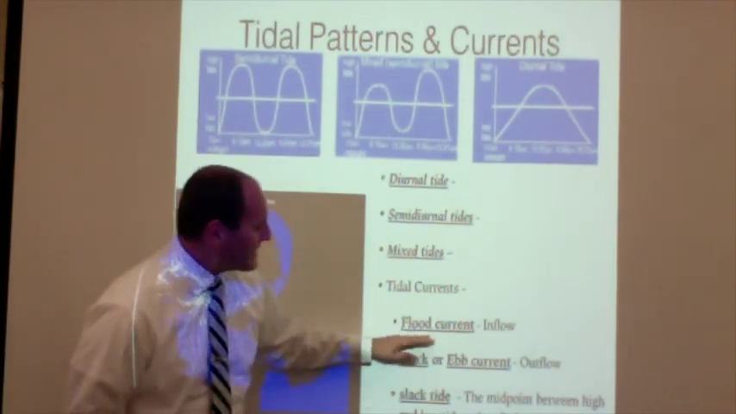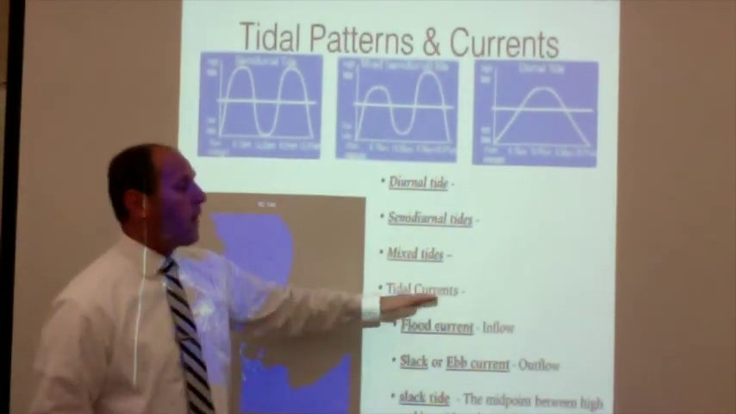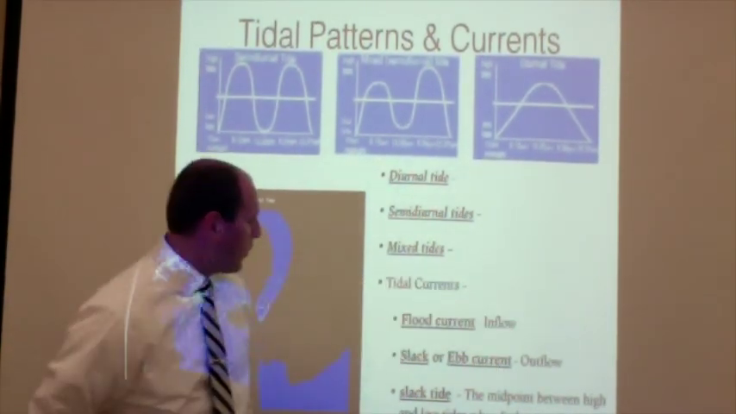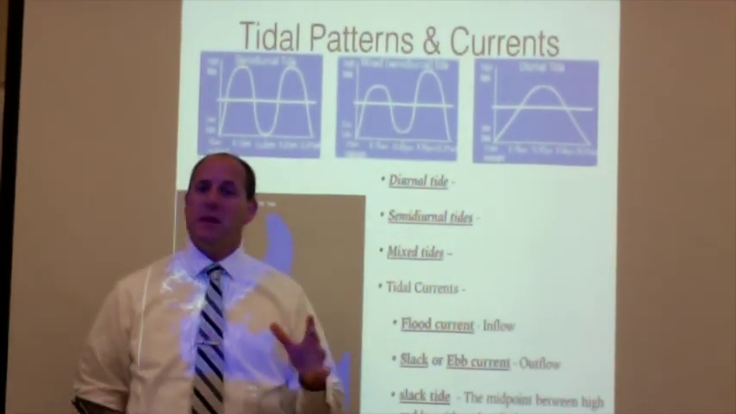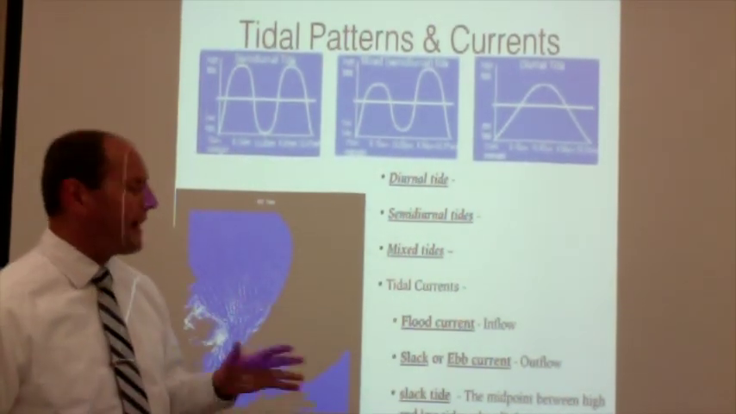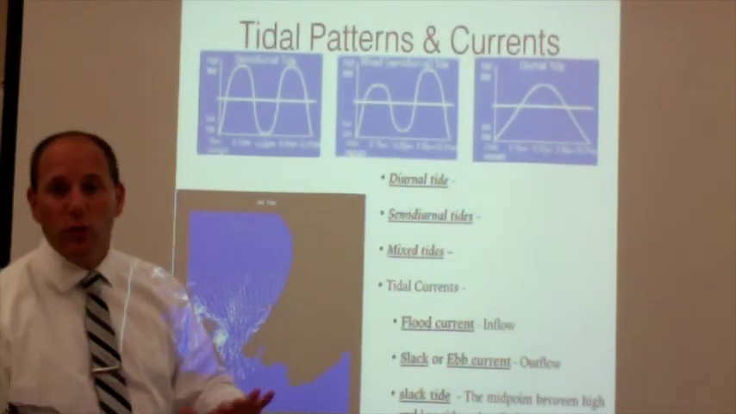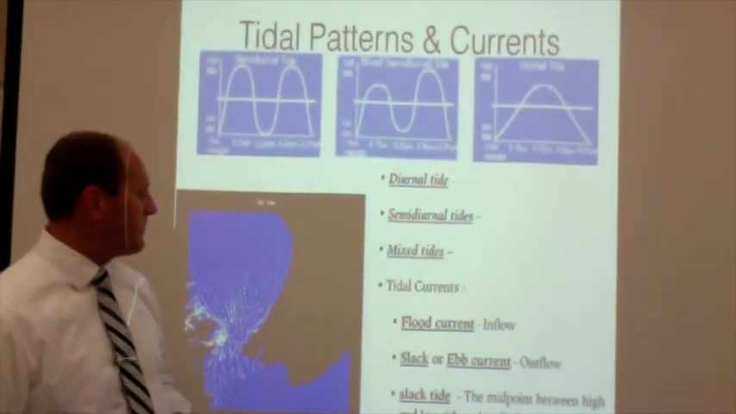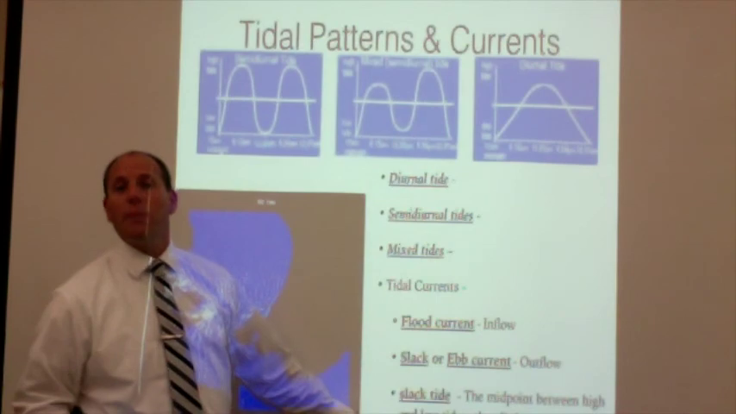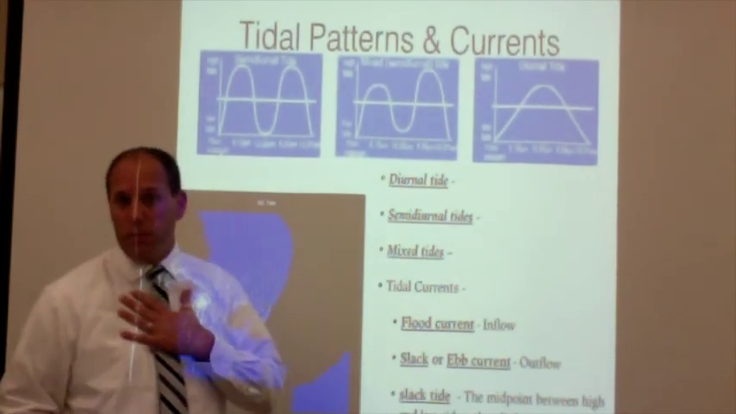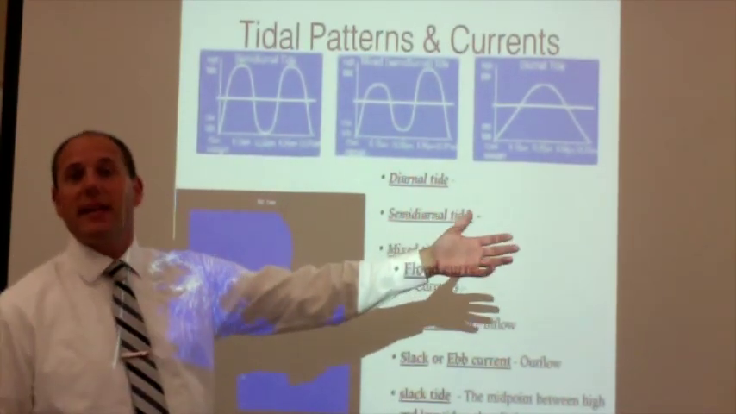And then there is a point that's going to be in between these, where the water isn't moving in one direction or the other, and that's called the slack tide. It's the midpoint between that high and low tide, where we don't have a lot of water moving in any particular direction.